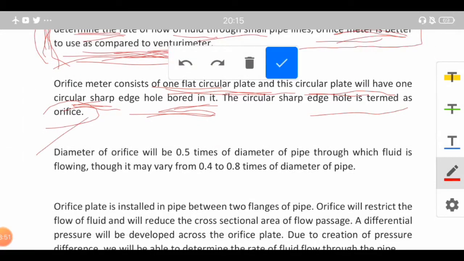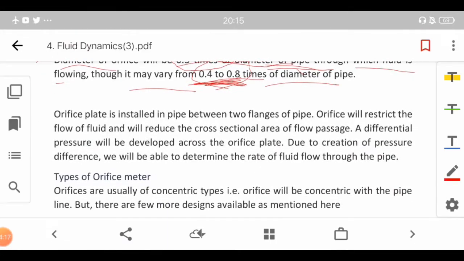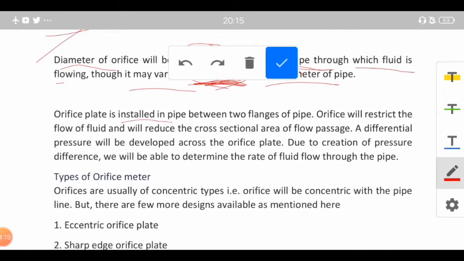Next, the diameter of the orifice will be 0.5 times the diameter of the pipe through which the fluid is flowing. It may vary from 0.4 to 0.8 times the diameter also. So in general, the diameter of the orifice is taken to be 0.5 times the diameter of the pipe, and it also may vary from 0.4 to 0.8 times. The orifice plate is installed in the pipe between the two flanges of the pipe.